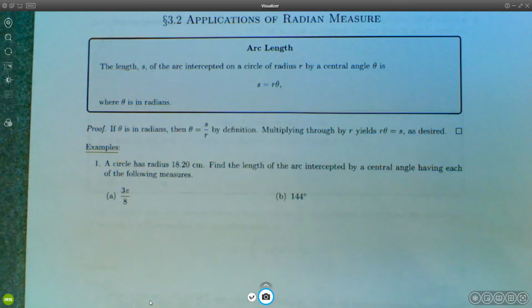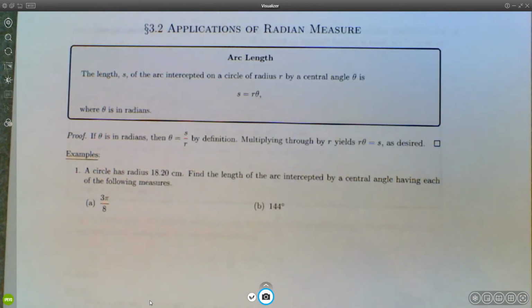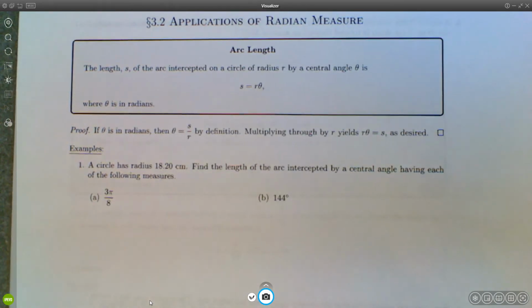All right. So let's talk about 3.2. I'll have these notes posted for you with this lecture, so you can print these off and kind of follow along. So this is going to be applications of radian measure.